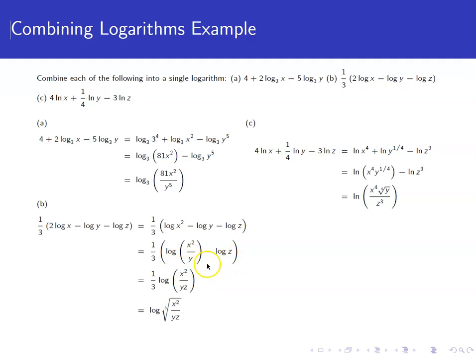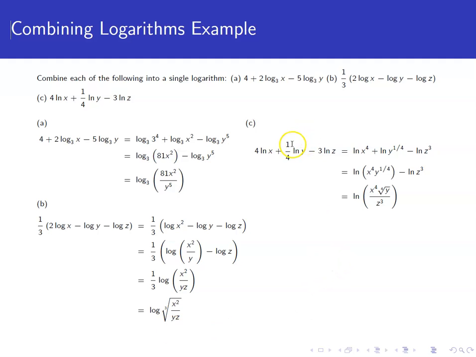Again, inside these parentheses, we have a difference, so that means I can write this as a quotient as well. So now we have 1/3 log of x squared all over y times z. And then our final step, we can bring our 1/3 up as an exponent, and remembering that a 1/3 exponent is the same as a cube root. So our final answer here will be log of the cube root of x squared over y times z.